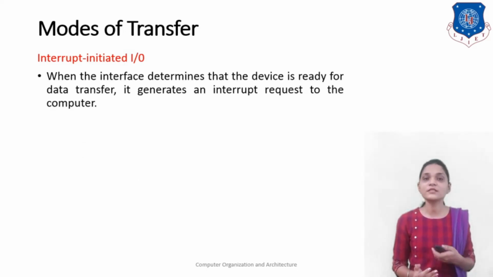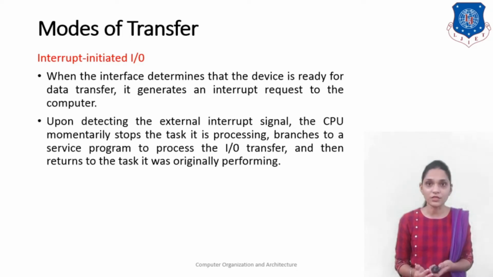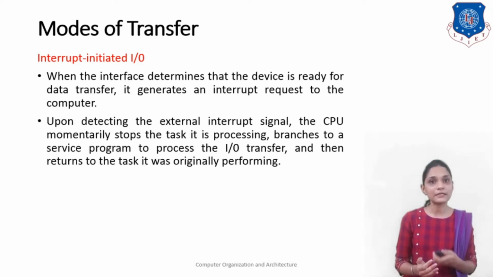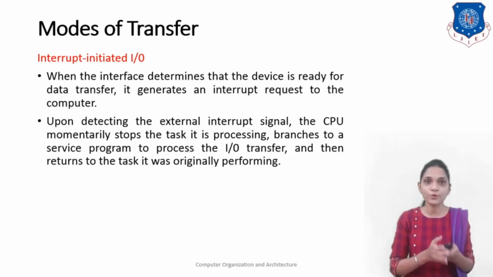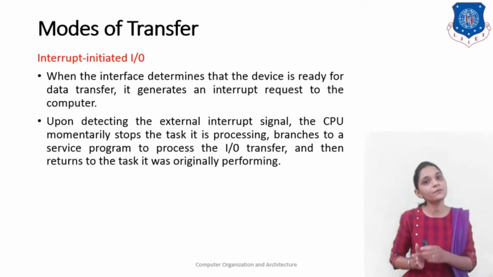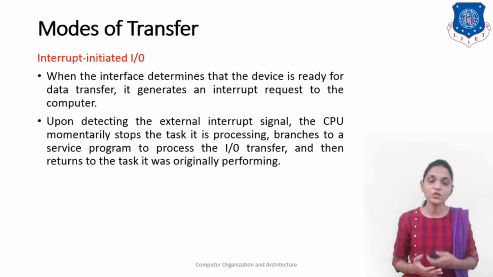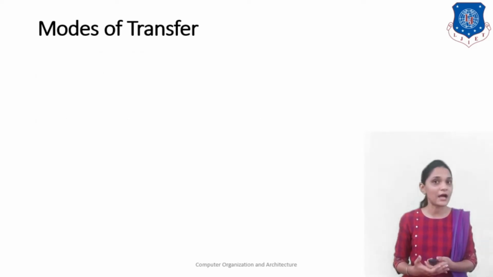When the interface determines that the device is ready for the data transfer, it generates an interrupt request to the computer, and upon detecting the external interrupt signal, the CPU momentarily stops the task it is processing and branches to the service program to process the I/O transfer, and then returns to the task it was originally performing. So in this way you can use this interrupt initiated I/O.